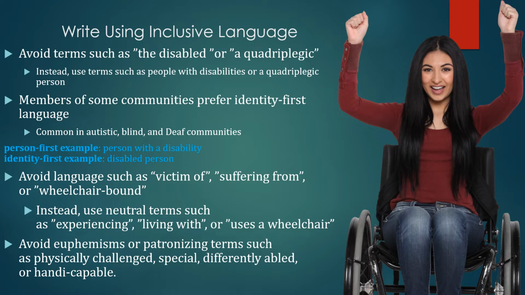Avoid language such as victim of, suffering from, or wheelchair bound. Instead, use more neutral phrases such as experiencing, living with, or uses a wheelchair. Avoid euphemisms or patronizing terms such as physically challenged, special, differently abled, or handi-capable.